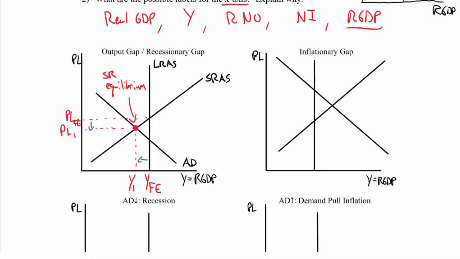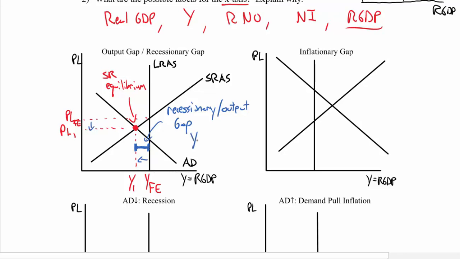So this distance, and I'm going to use the blue marker here to show this distance right here, that is what's called our output gap or a recessionary gap. So I'll label this here. Or output gap, you might see either one. That's going to be our recessionary or our output gap, and it's going to be a distance. Let me back up. It's going to be our full employment output, which I have as YFE, minus our current output. So that horizontal distance right here is going to be our output gap or our recessionary gap. So this graph is really showing us a recession.